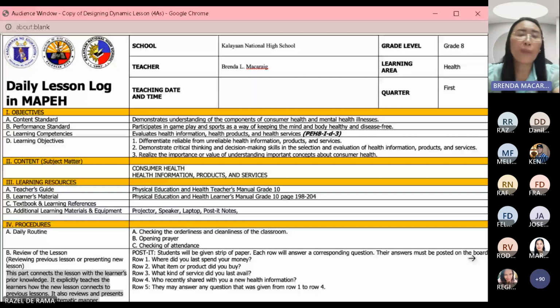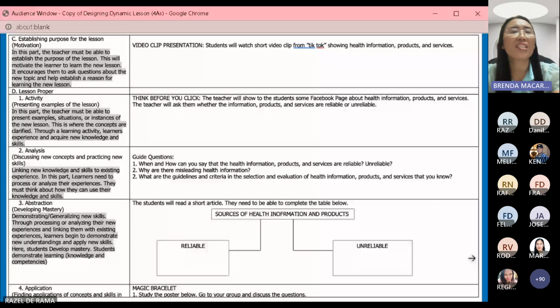So, establishing purpose of the lesson. So, sa letter C, establishing purpose of the lesson. Ito ngayon yung motivation. We establish purpose for the lesson. That is what we call motivation. So, in this part, the teacher must be able to establish the purpose of the lesson. This will motivate the learner to learn the new lesson. It encourages them to ask questions about the new topic and even help establish a reason for learning the new lesson.